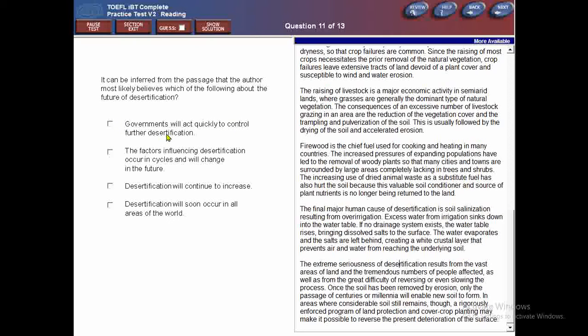Government will act quickly to control further desertification. Maybe the factors in desertification occur in a cycle and will change in the future. Desertification will continue to increase. Desertification will soon occur in all areas of the world. In my point of view, I think answer C is correct, because a rigorously enforced program of land protection and cover crop planting may make it possible to reverse desertification of the surface, but it takes generations, millennia. So many years. So desertification will continue to increase.